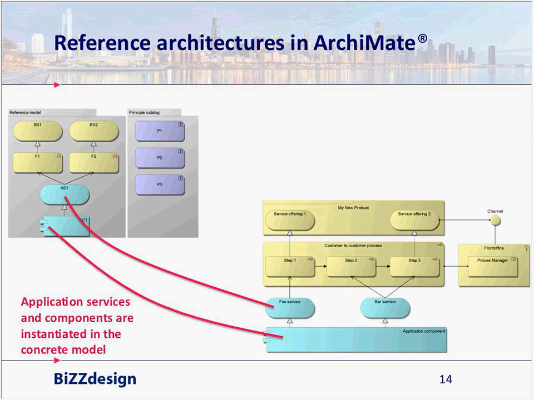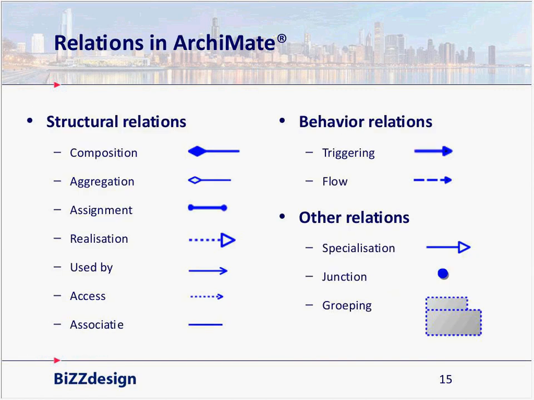With more insight into how the two should be related, let's look at the ArchiMate relations that exist in the 3.0 standard. Here are all the relations that we have in ArchiMate. On the left, we see the structural relations. On the right, we see behavior relations and some other relations. Relating from reference architectures to concrete architectures seems to be a matter of selecting the right relation from this set. However, life isn't as simple, as we will see shortly.